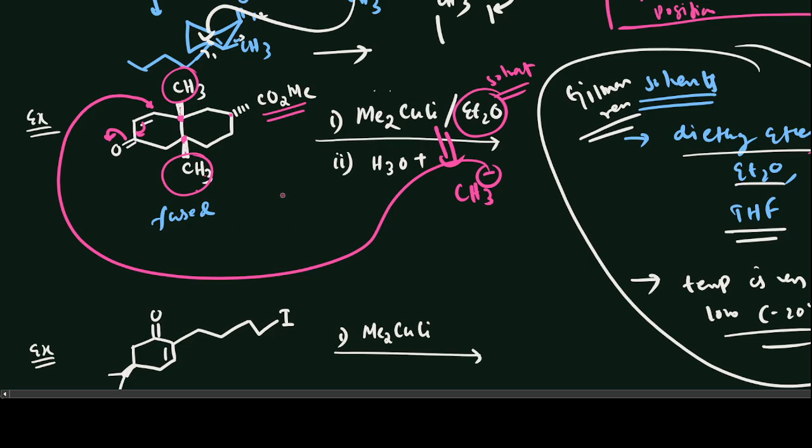Also, if you are confused by this, make the cyclohexane and check that. But I think there is no need to check for this case, because you understand from here that these two are on the below side, meaning the below side is bulkier, so it will attack on the above side. So that is going to be like this.